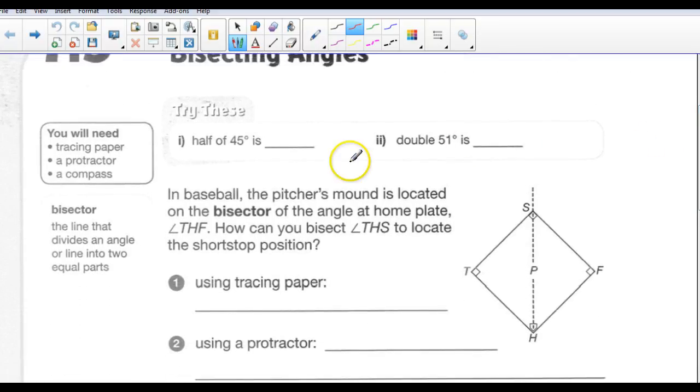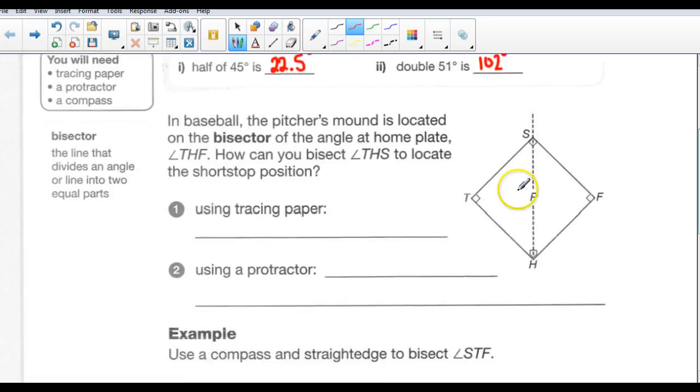Okay, first off, let's do some. Try these. Half of 45, I'll just take your calculator. 45 divided by 2 is just 22.5 degrees, and double 51, we'll just take 51 times 2, which is 102 degrees. Okay, you can just do that in your head. That's mental math.